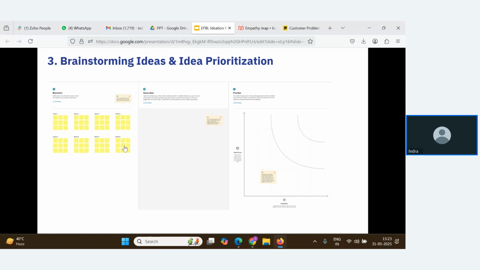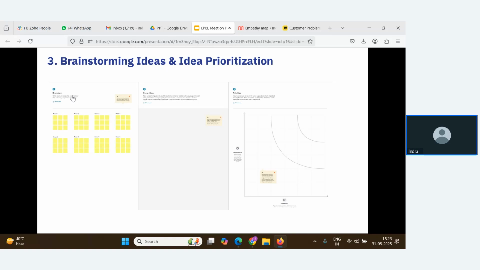If you carefully see this particular template, there are three sections. The first section is brainstorm, then group ideas, and the third is prioritize. Let's discuss each one of them. This template helps us generate ideas, organize them, and decide which one is the best one to move forward with. First is brainstorming.